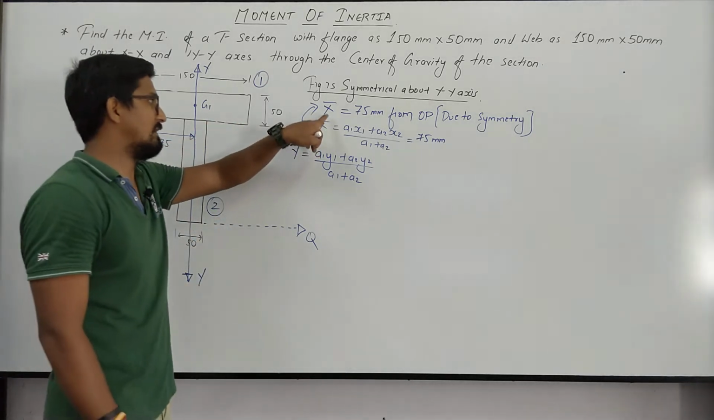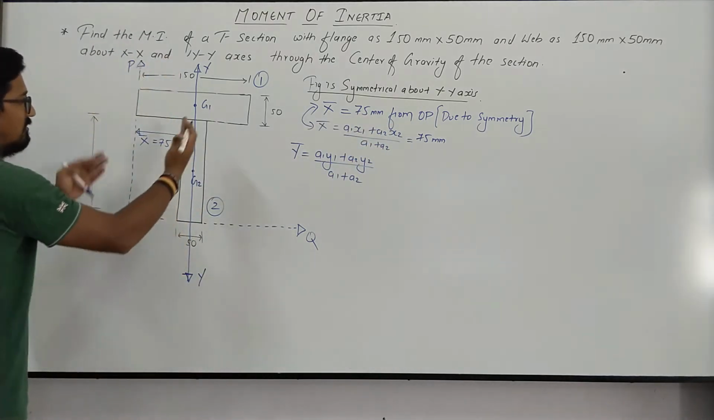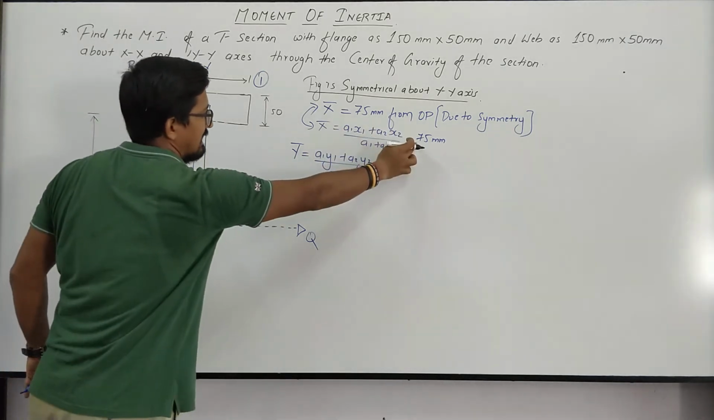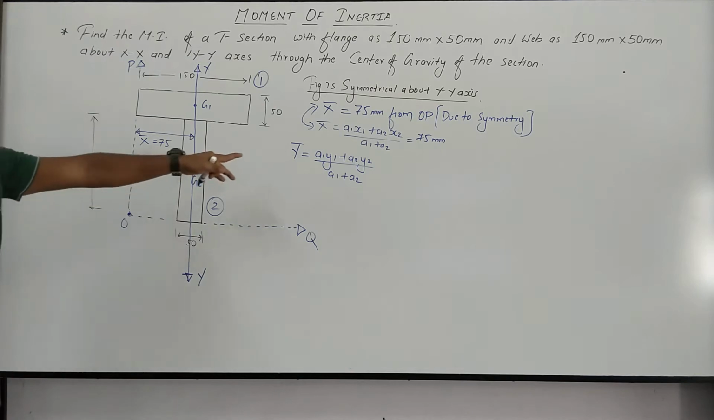But no need to calculate for x bar, because x bar is equal to 75 mm from OP due to symmetry, because the figure is symmetrical about the y axis. So no need to calculate this. We can directly write x bar is equal to 75 mm from OP due to symmetry. Now we have to find y bar.